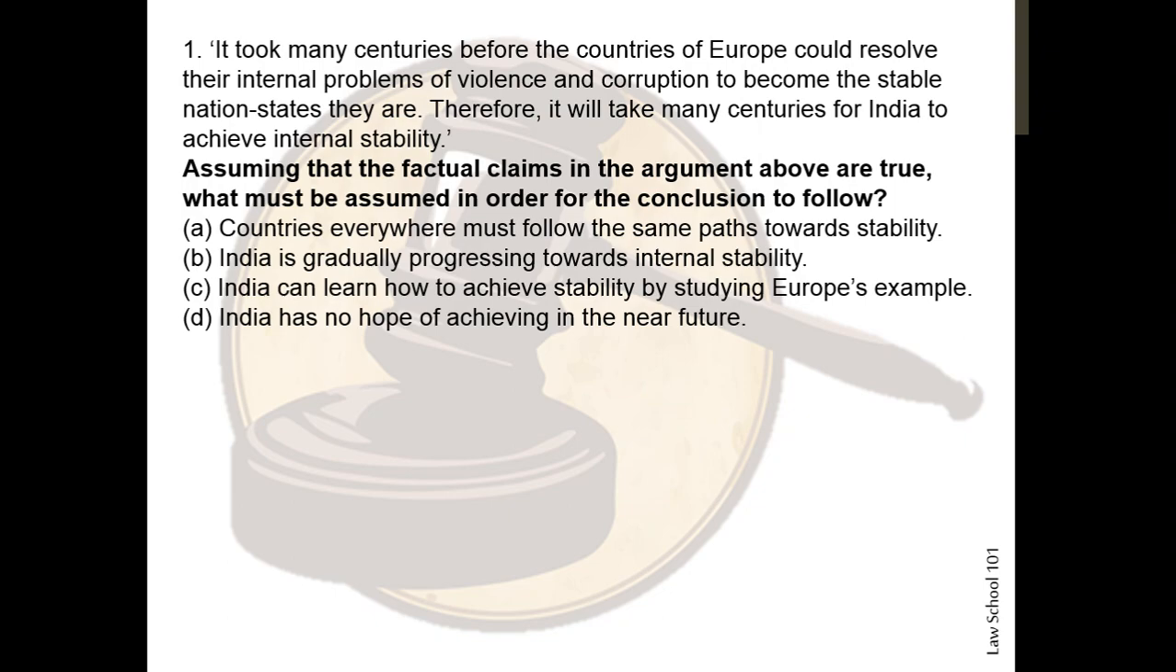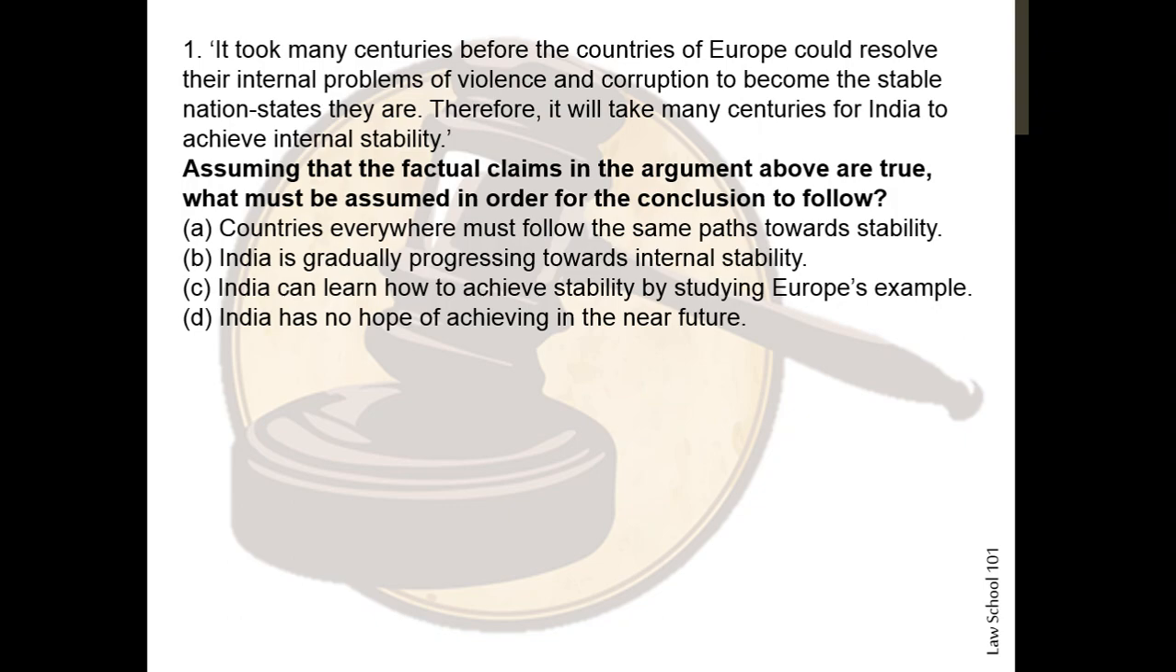So here you need to talk about the time, which option A is talking about and not option C. Option C is talking about how it will achieve the stability. Option A, as well as the statement, is talking about when it will achieve the stability. Hence, option A is a better assumption. An even better assumption would have been that India and Europe will follow the same paths towards stability, because it would have been more specific. So that would have been a better assumption.